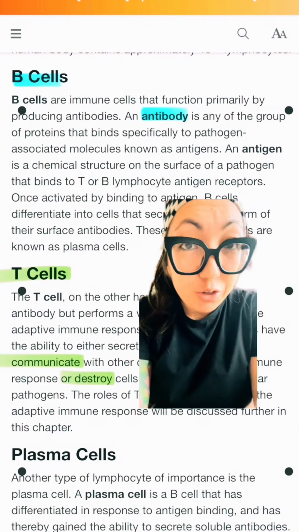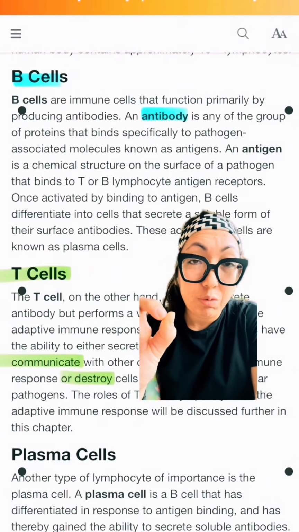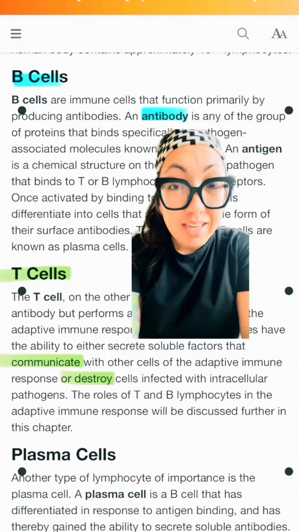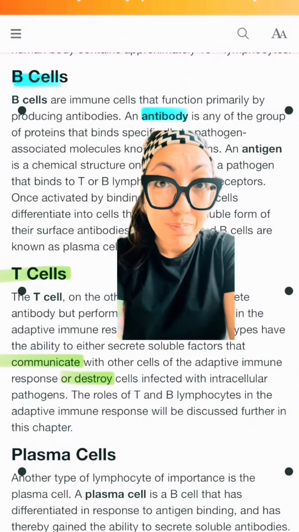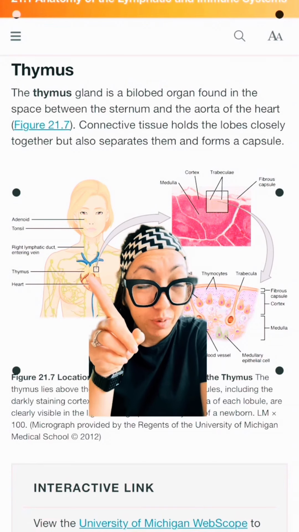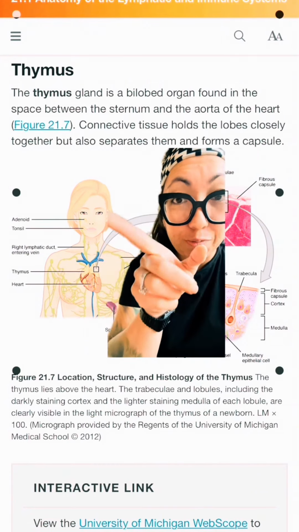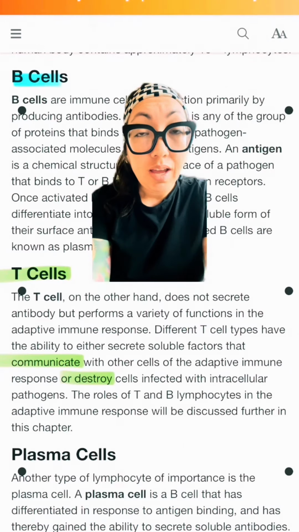Quick memory trick to help you differentiate B cells from T cells. B cells are going to be involved with creating antibodies, so B for B cell, B in antibody, and T cells are going to mature in the thymus. That's where the letter T comes from. Remember, the thymus is the organ right here that is associated with the heart, not to be confused with the thyroid, which is going to be in this area up here in your neck or cervical region. Let's start with the T cells.